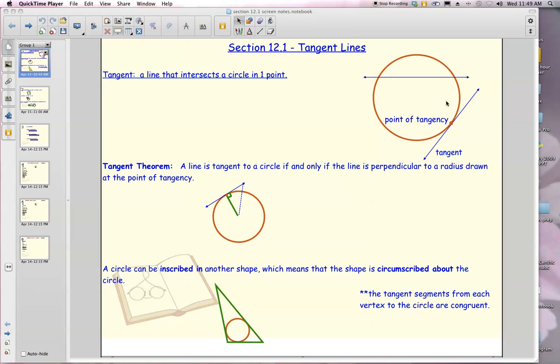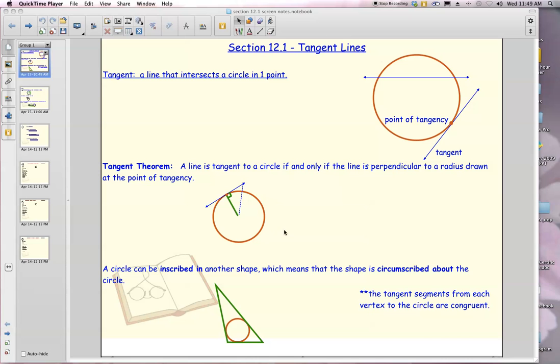By definition, a tangent line is a line that intersects a circle in exactly one point. So it comes across the side of a circle just at the exact moment it hits one point and no more.